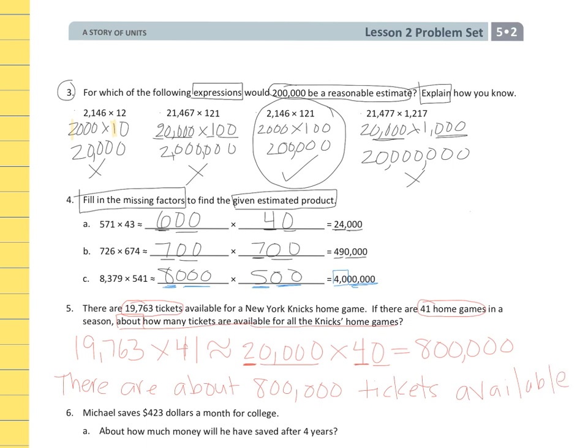And you could also continue to write for all of the Knicks home games. I don't have enough room, but I did answer the question to meet the criteria. I gave the actual answer of 800,000. I put the word about and I described what that 800,000 means, and that means the tickets. So this is kind of a minimal sentence. You can further on use more description from the word problem.